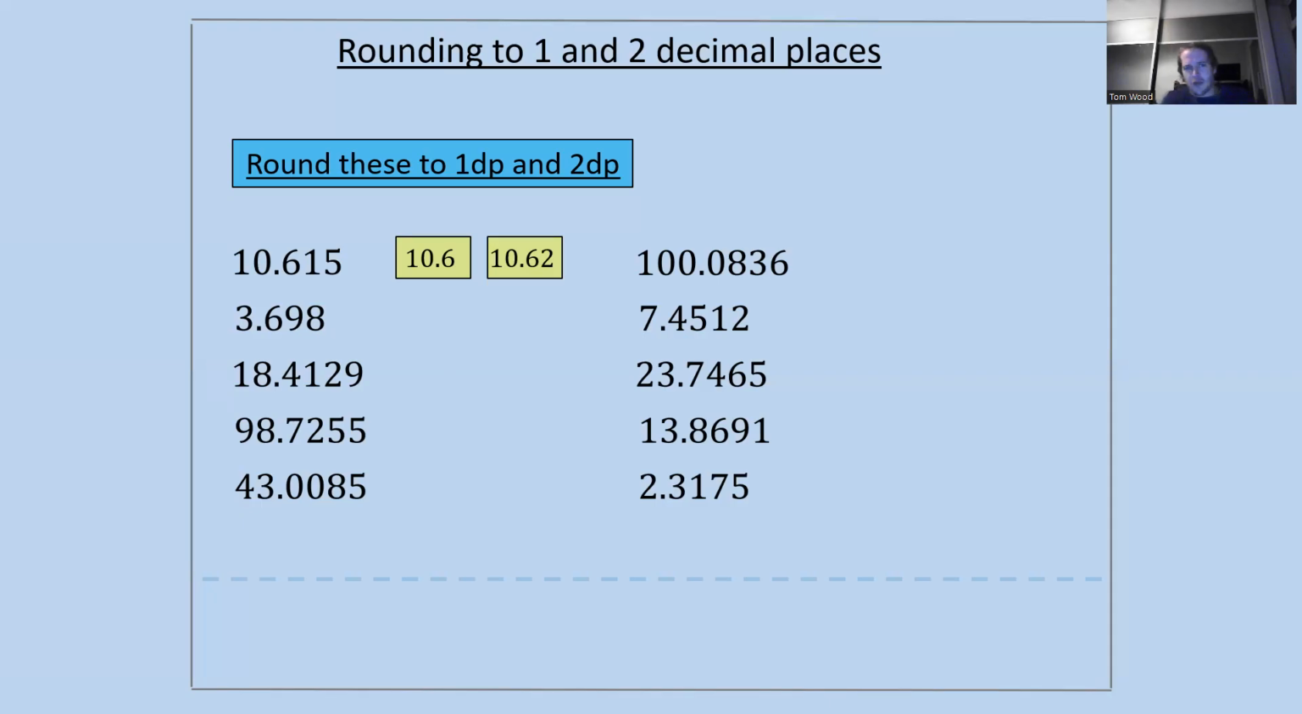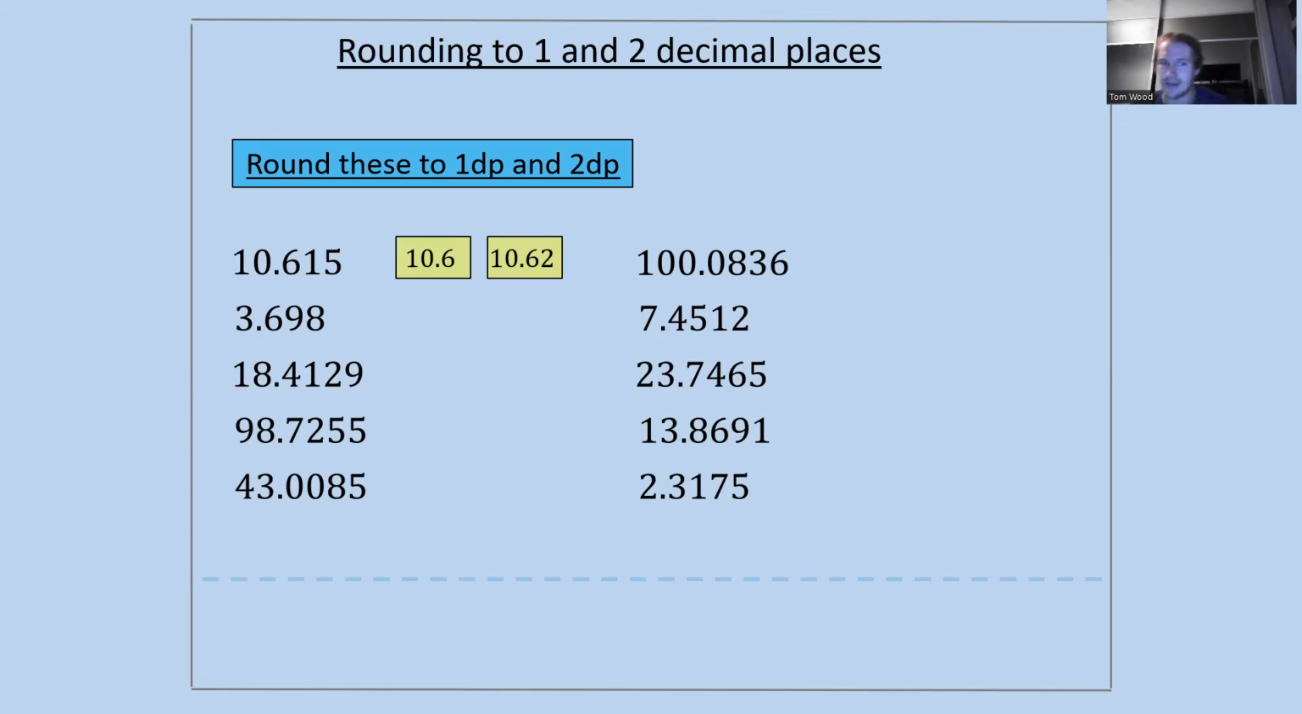2 decimal places, very, very similar here. So it's just looking at the next place there, 10.61 or 10.62. Which way is it going to go? Well, the 1, if I look at the next value to it, it is a 5. That will then round upwards, and we're going to end up with 10.62 there.